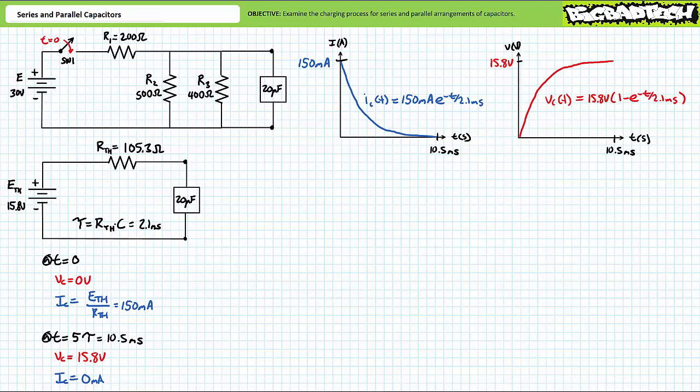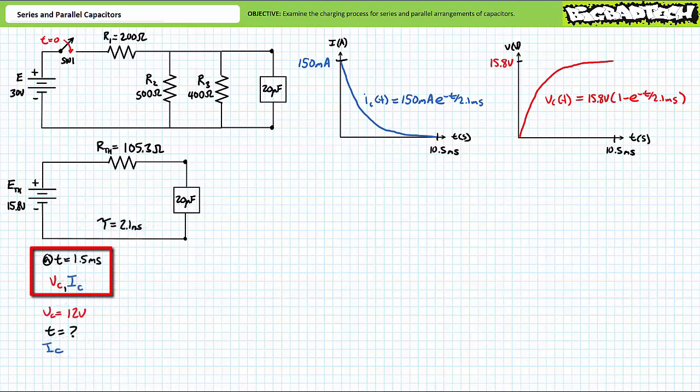Using these plots and time-varying expressions, one could solve for electrical properties at specific times and solve for time values that satisfy specific conditions. As an exercise to the viewer, I invite you to solve for the instantaneous voltage across the capacitor and current through the capacitor at t equals 1.5 milliseconds, just a little before one time constant into the charge process. Additionally, see if you can solve for the time voltage across the capacitor reaches 12 volts. At the same time, determine the instantaneous current through the capacitor.